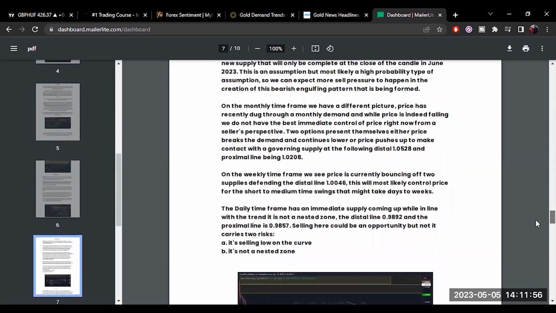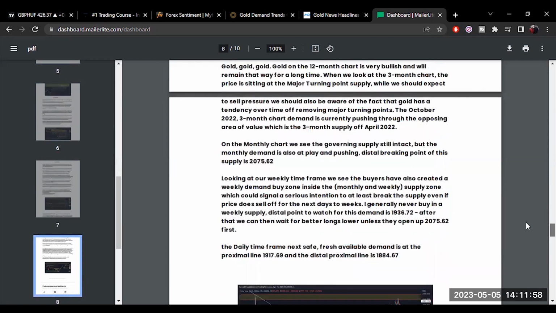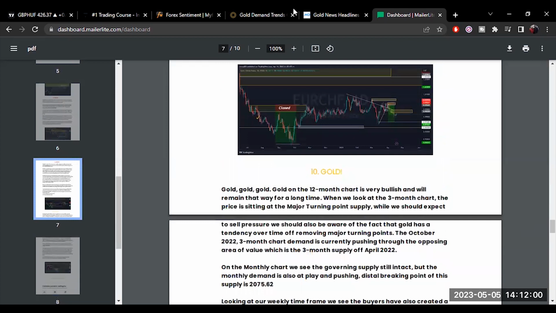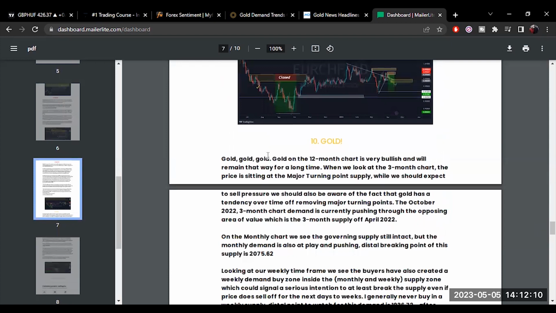I want to pull out just one because of time. Gold, right? It's chopped up because I just pulled up a PDF of the same version of the email, but it's a little bit neater when it arrives in your email. So I wrote: gold on the 12-month chart is very bullish and will remain that way for a long time. When we look at the 3-month chart, the price is sitting at a major turning point supply. We should expect to see some sell pressure.